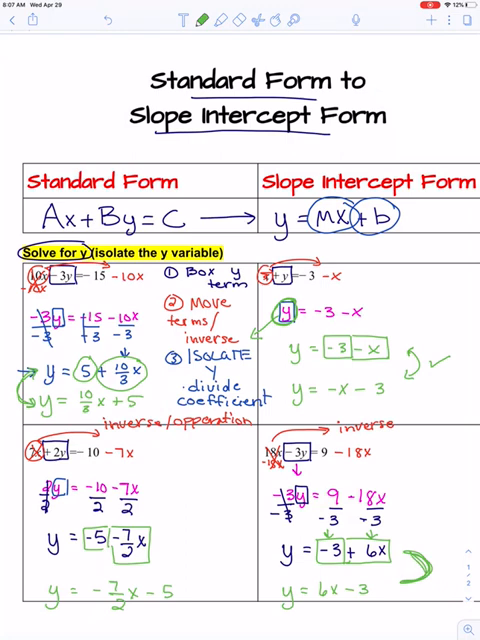All right, I hope that helps you. Rewrite formulas, rearrange formulas. Remember, you're going from standard form to slope-intercept form.